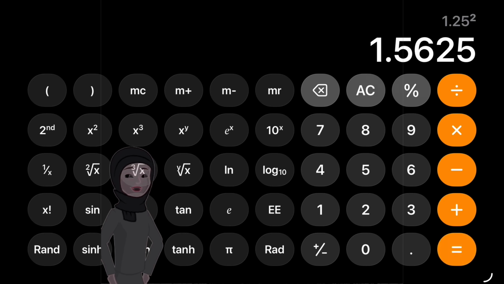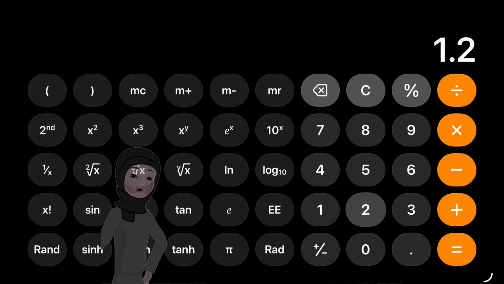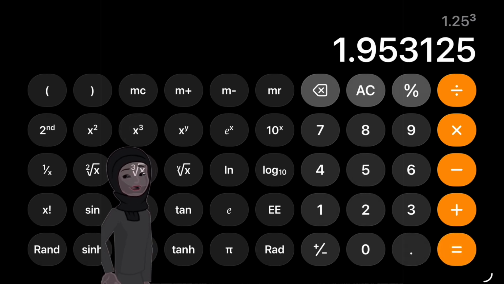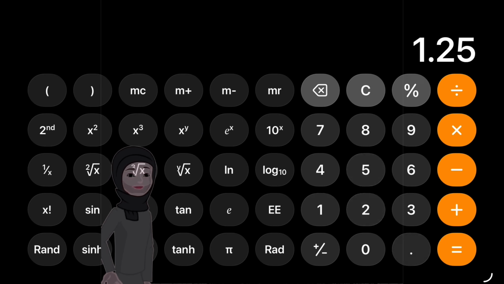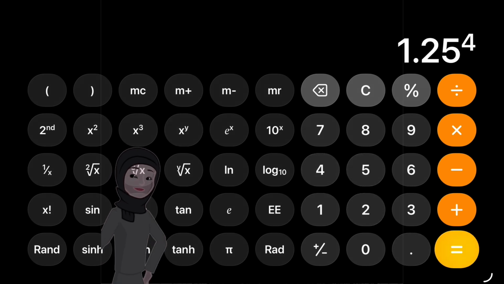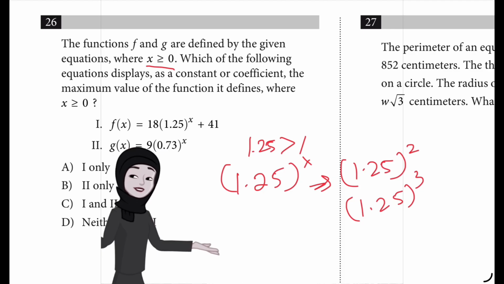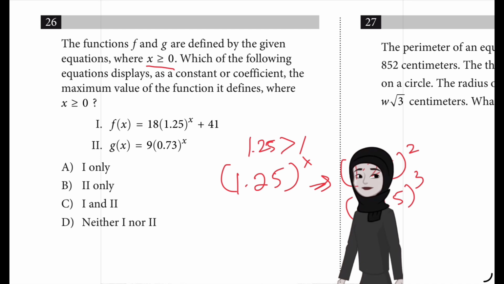1.5625, that is greater than 1.25. 1.25, if I cube it, I will get 1.9531. 1.25, if I raise it to the power of 4, I will get 2.44. So you can see that it is increasing. As x increases, 1.25 raised to the power of x is also increasing. So this is an increasing function. Since f is therefore an increasing function where x is greater than or equal to 0, the function f has no maximum value. But what about function g?